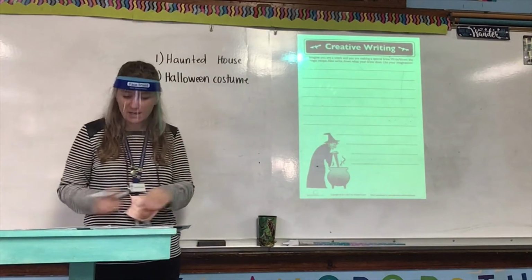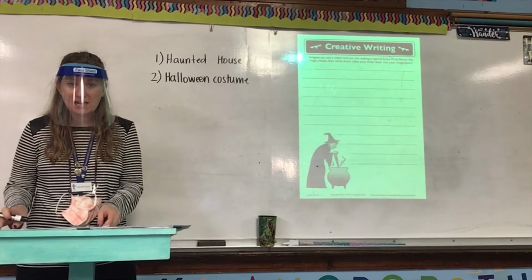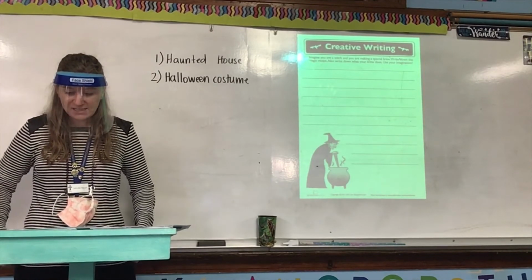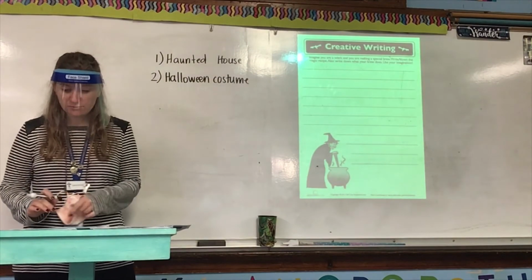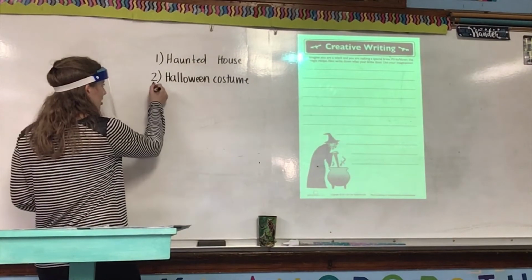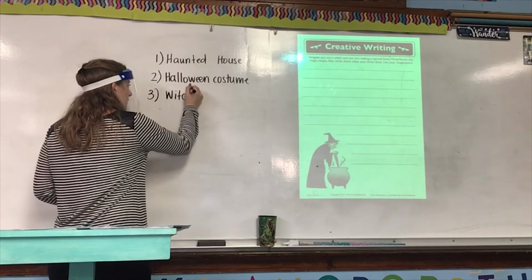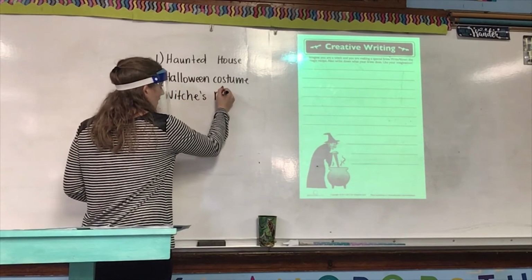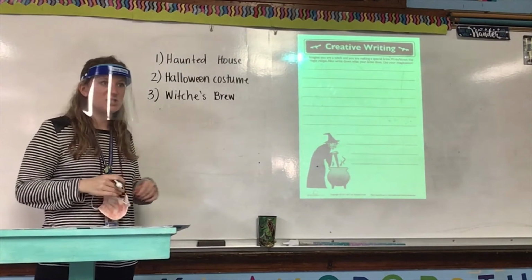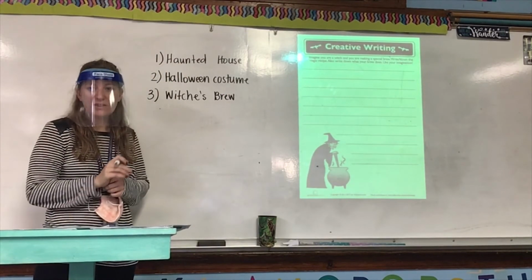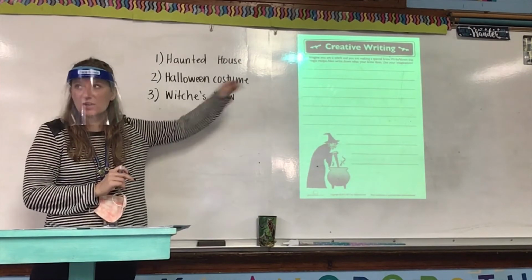The next prompt. Imagine you are a witch and you are making a special brew. Write down the magic recipe. Also, write down what your brew does. Use your imagination. So the third prompt is the witch's brew. What's in it? What does it do? You can come up with a whole story about a witch. Just make sure that these questions are answered.